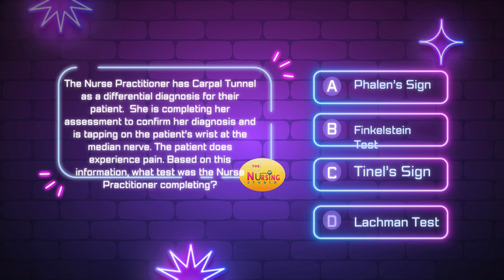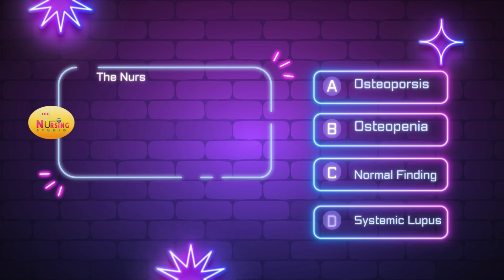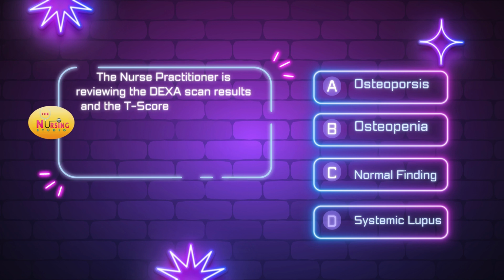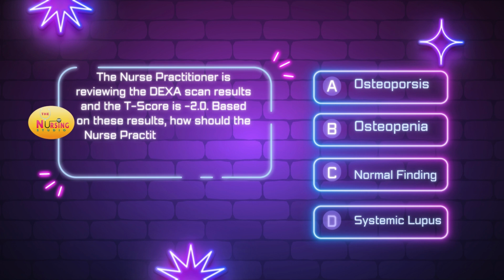Okay. All right. Let's get into question number 2. Question number 2 states, the nurse practitioner is reviewing the Dexa scan results and the T-score is -2. Based on these results, how should the nurse practitioner diagnose? Is it A, osteoporosis, B, osteopenia, C, a normal finding, or D, systemic lupus? Tell me what you think in the comments.